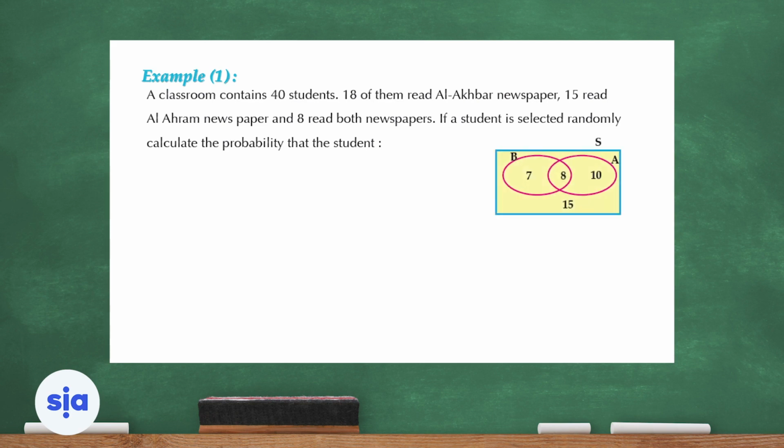Here's the Venn diagram. This one is for the Al-Akhbar newspaper, where this one is for Al-Ahram newspaper, and here those 8 students are the students who read both newspapers. If you add up Al-Akhbar plus Al-Ahram, you will see that there are 25, so we're still missing 15 students who did not read any of the newspapers, neither Al-Akhbar nor Al-Ahram.